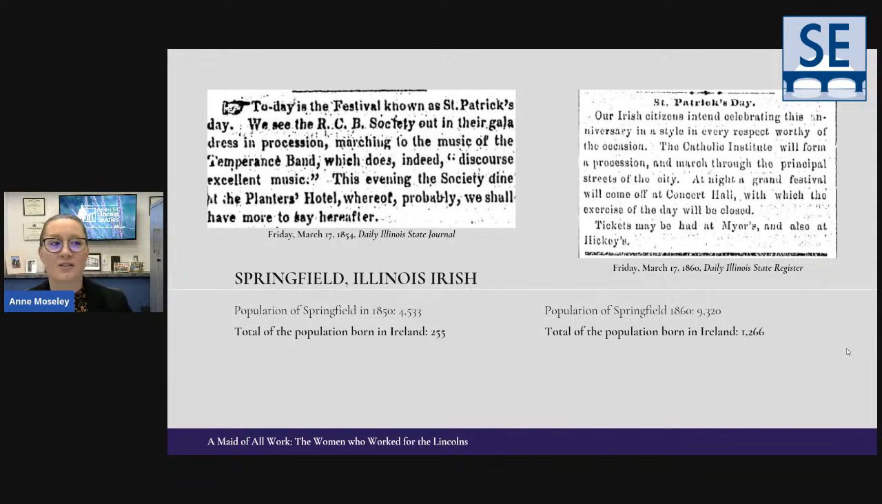So most of the time here in Springfield, when you went to hire a domestic, you would put an advertisement in the newspaper. And there were two newspapers here in Springfield. You had the State Journal and you had the State Register. And this is where you would put your advertisements for a new individual to come work in your home.